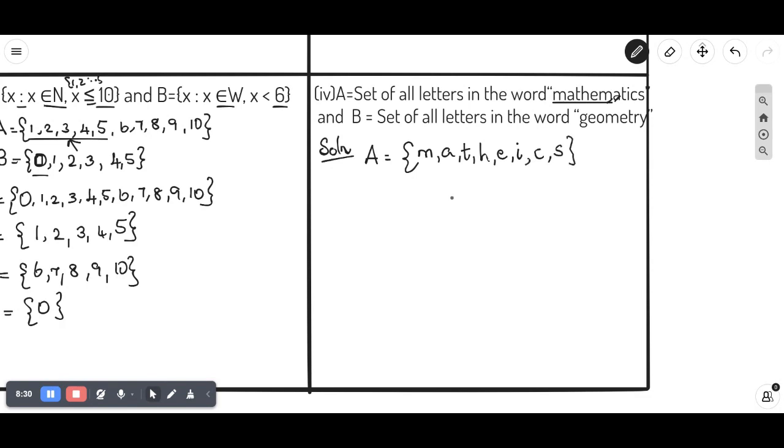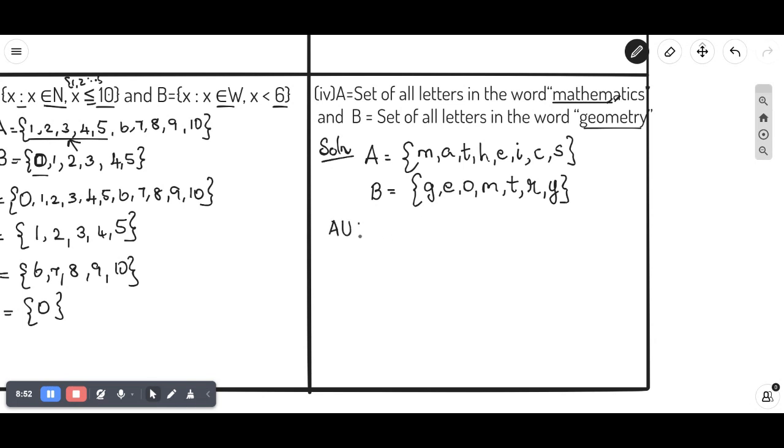Good. Now let us move on to our next word. B is the set of all letters in the word geometry. So let us start: G, E, O, M. E is getting repeated, leave it. T, R, Y. Okay. Now let us move on to our solution answers.